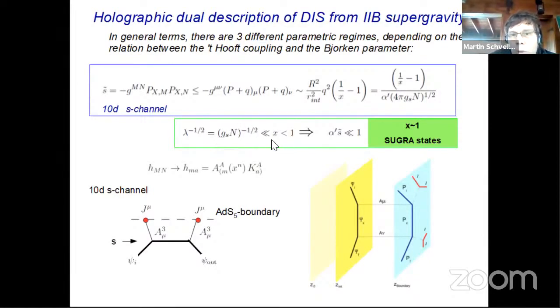So basically, if the Bjorken parameter runs from 1 down to the inverse of the square root of the 't Hooft coupling, defined in this way, what you get is that basically only supergravity states, as indicated by this inequality here, are important for the description of this diagram. So basically, this is what happened within this parametric region.